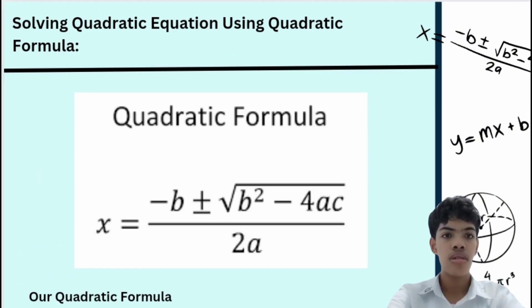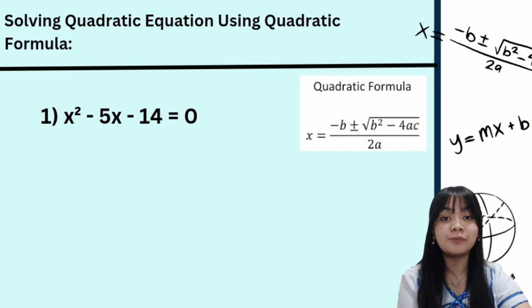Solving quadratic equation using quadratic formula. Quadratic formula. X equals negative b plus minus square root of b squared minus 4ac over 2a. Problem solving number 1. X squared minus 5x minus 14 equals 0.